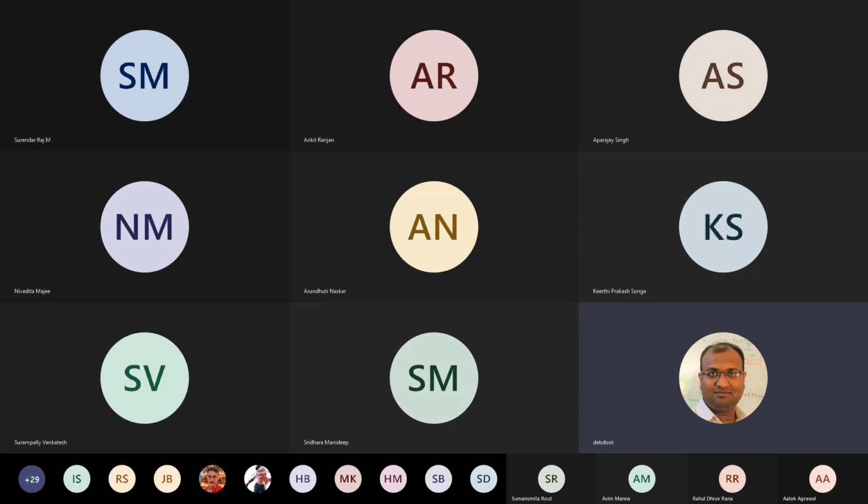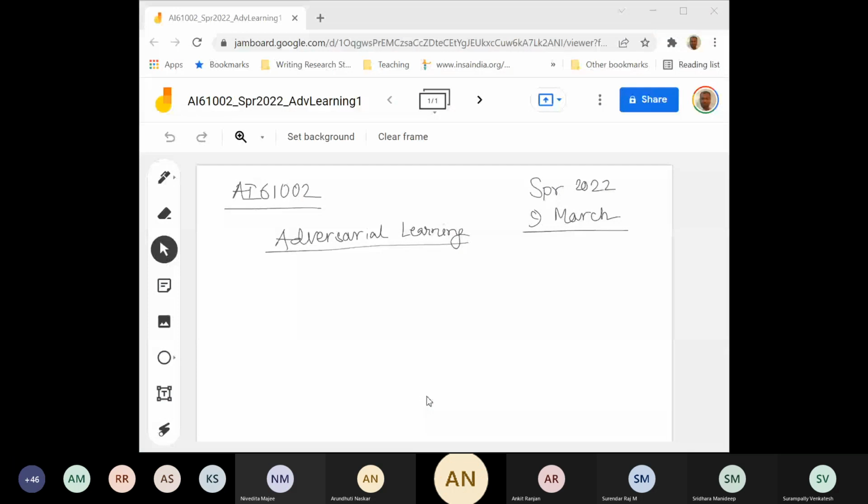Okay, so today I'm going to speak about something called adversarial learning. Now, what you need to keep in mind is that adversarial learning is not only generative adversarial networks, but there are also a lot of things beyond that as well.